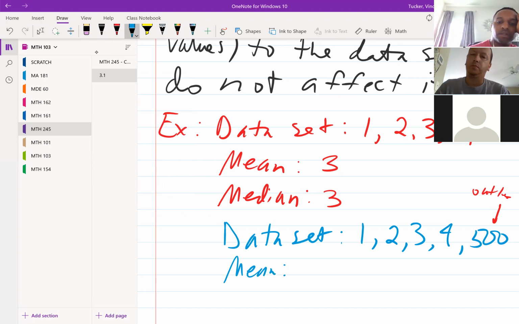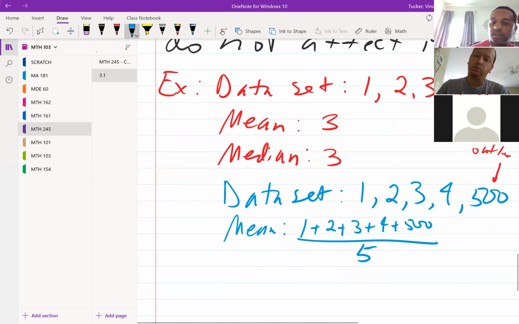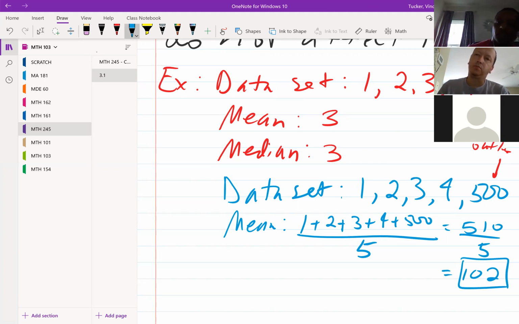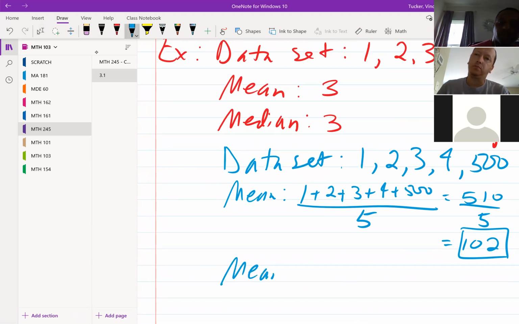My mean is 1 plus 2 plus 3 plus 4 plus 500, over 5 because we have 5 data values. That'd be 510 over 5, which would be 102. But the median would still be 3. Talking about the middle value.